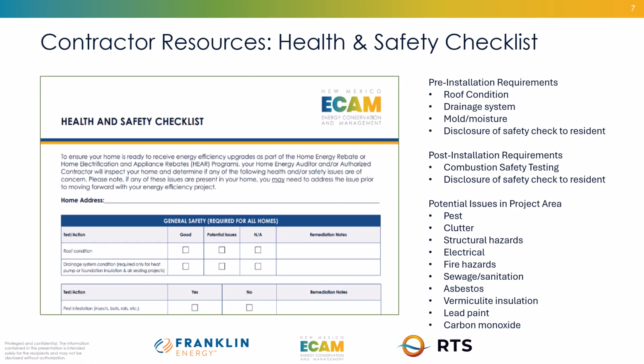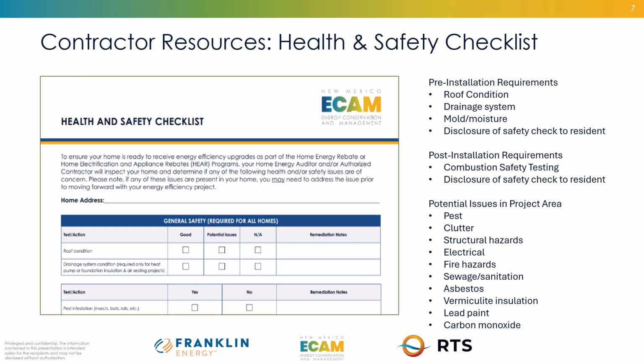To ensure a home is ready to receive energy efficiency upgrades, a health and safety checklist is required for all contractor installed measures. This checklist is available in printable, fillable, and web-based formats. It is not required for upload to the ECAM portal. All findings should be shared with the homeowner. Pre-installation safety includes checking for signs of mold or moisture and inspecting the condition of the roof and drainage system. Contractors may need to assess additional health and safety items within the installation area prior to moving forward with a project.